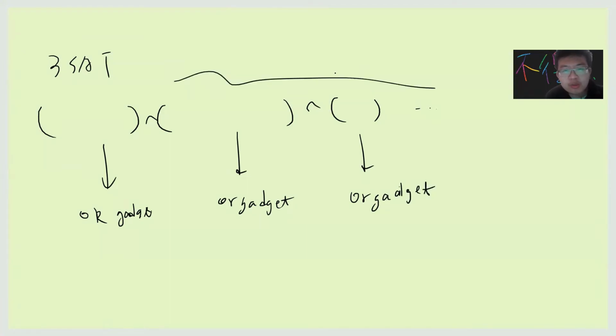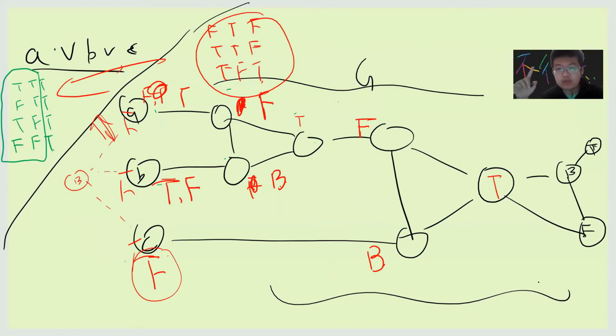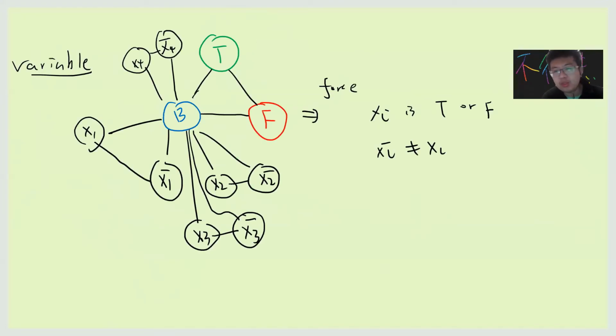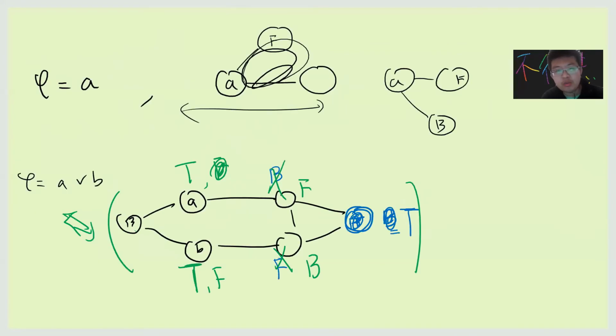Suppose you have M clauses, then you have M OR gadgets. You have M of these graph diagrams, and then you can just connect the previous variable gadgets, so you get a large graph. So you can construct a large graph G of phi. The intuition is very obvious: if phi is satisfiable, then by construction you can prove that G phi is 3-colorable.